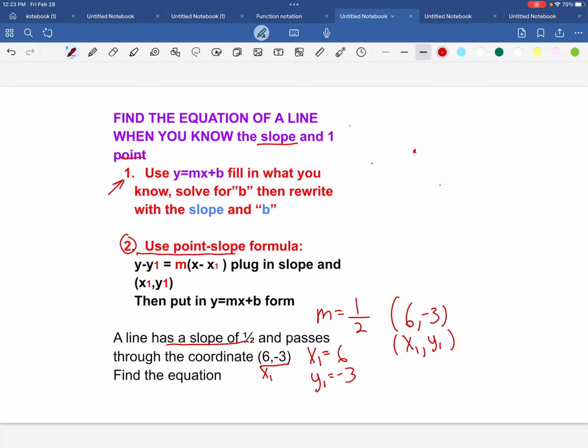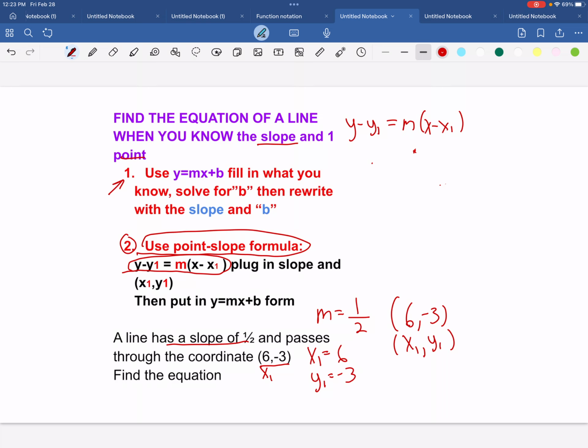So what this does is the point slope formula. It's actually a quick formula where you just plug in information. Notice the point slope formula is y take away y1 equals the slope, then parentheses, x take away x1.